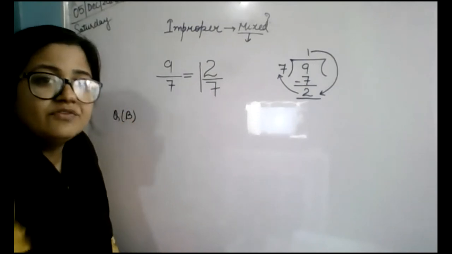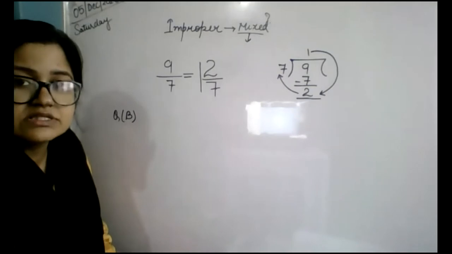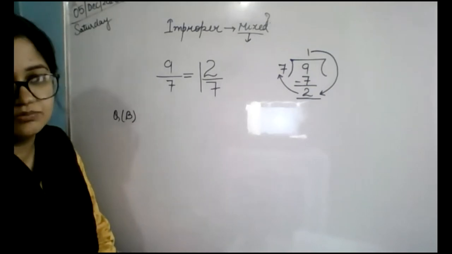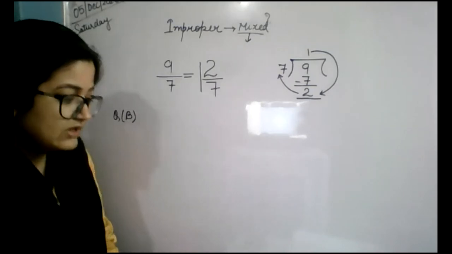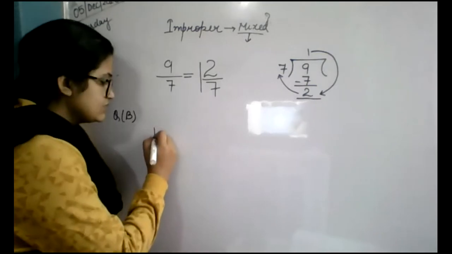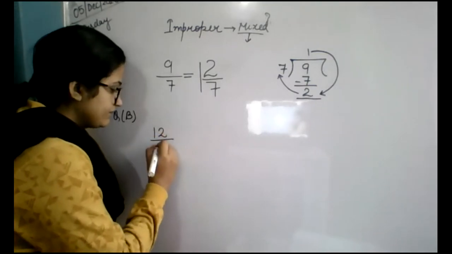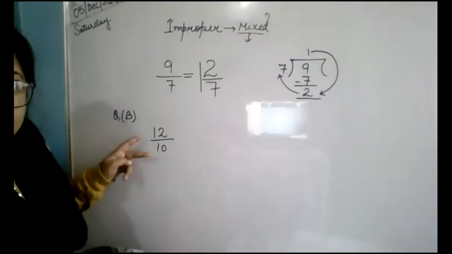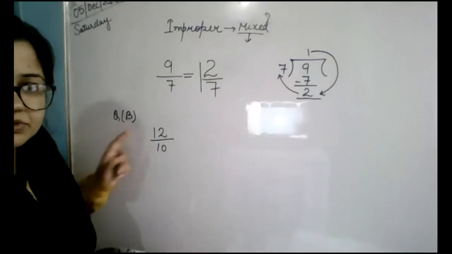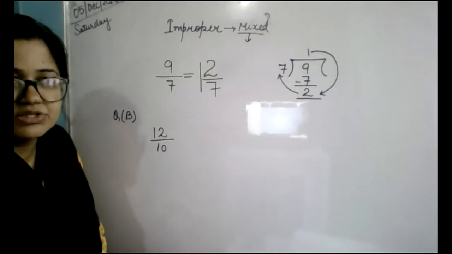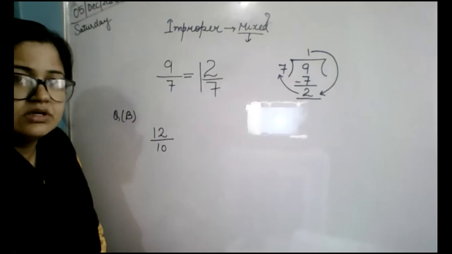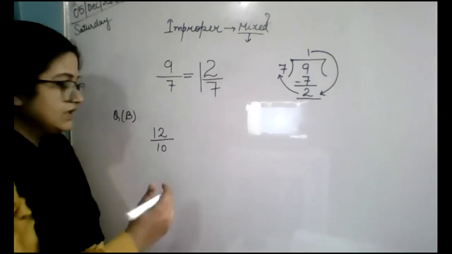First of all, you have to reduce the fraction to its lowest term, then you have to change it into a mixed fraction. For example, first question, suppose it is given 12 upon 10. Are they in their lowest term? Do both of them come in the same table? Yes, ma'am. They are coming in the table of 2.